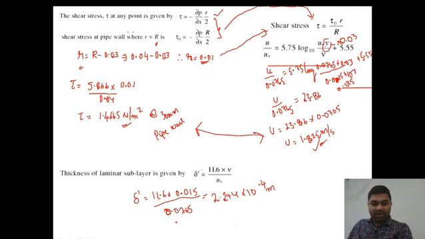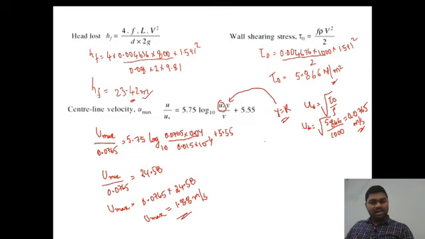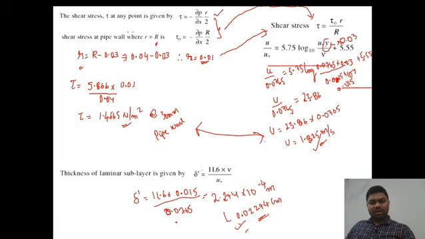If we write this value of laminar sublayer in centimeter, this will be around 0.0024 centimeter. So, we have calculated the thickness of laminar sublayer, the velocity and shear stress at 30 mm from the pipe wall, and we have calculated head loss, center line velocity and the wall shearing stress. All values we have got. Hope you people have understood this problem. Thank you.